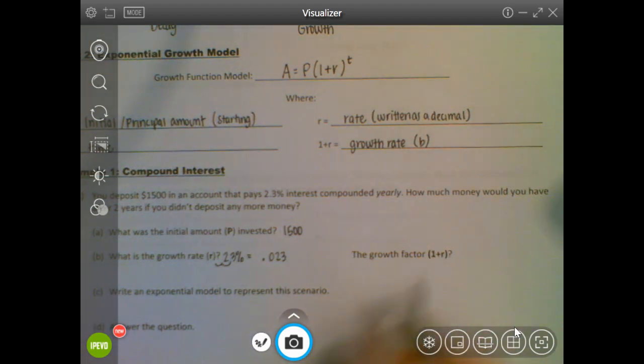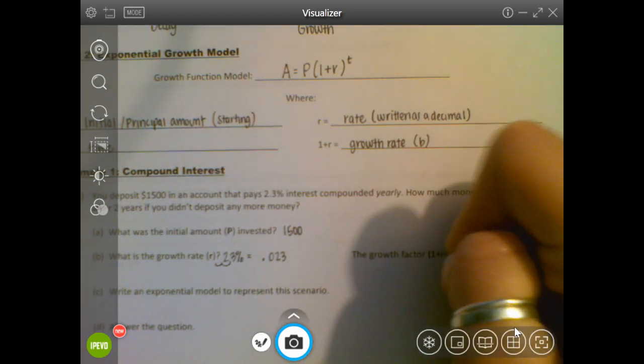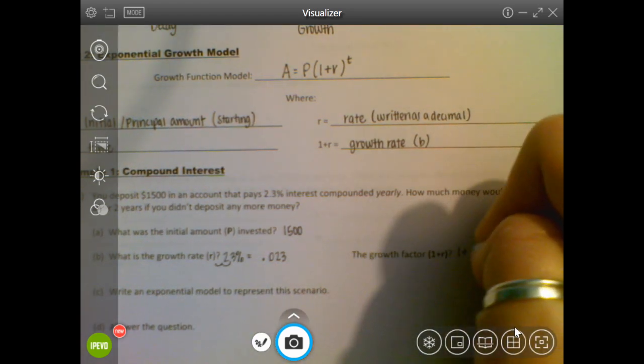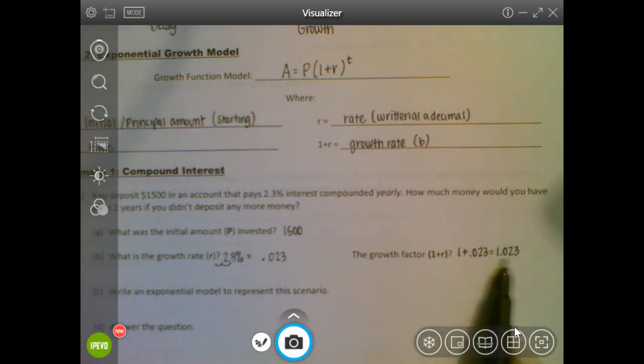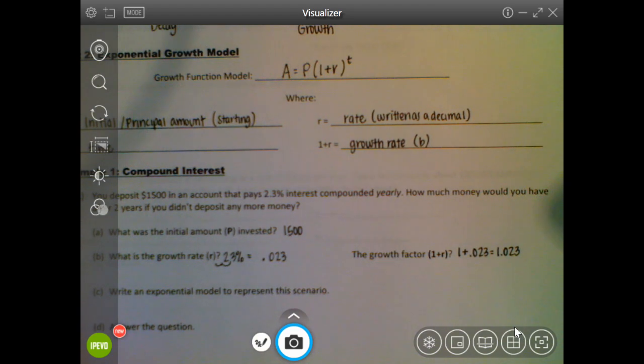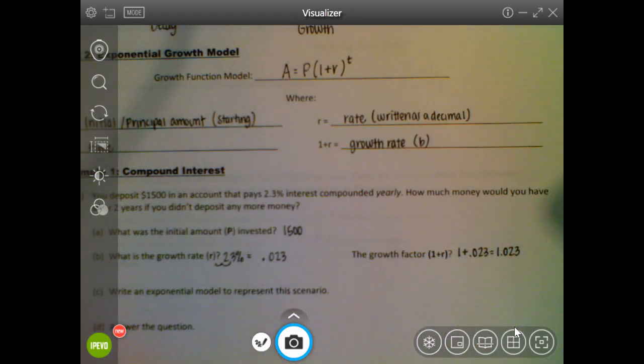The growth factor is going to be this rate plus 1. So my growth factor here is going to be 1 plus 0.023, which is going to be 1.023. And this is going to be representing our B value. So if I want to write an exponential model to represent the scenario, I'm basically taking these 3 things that I just found here, and I'm going to go ahead and write the model.